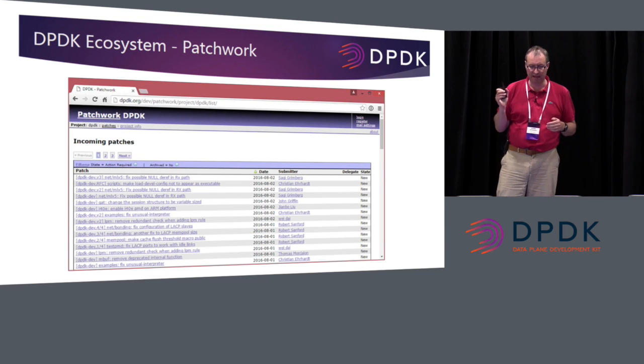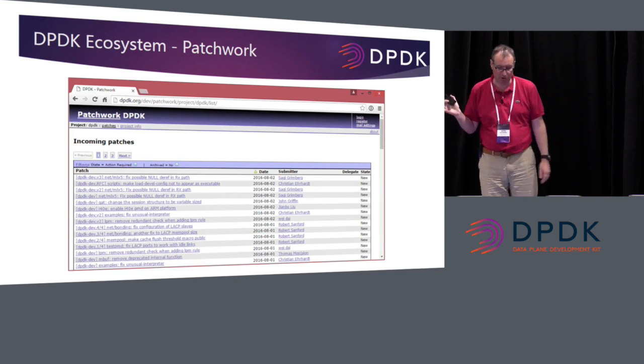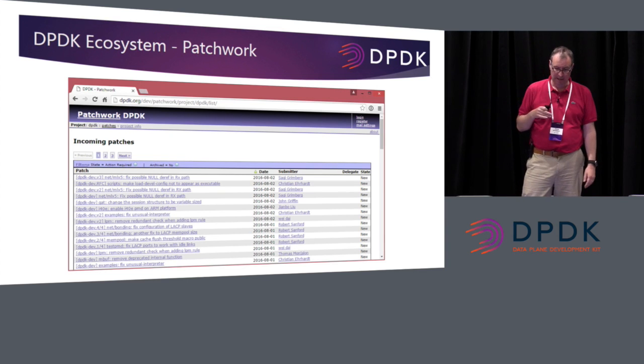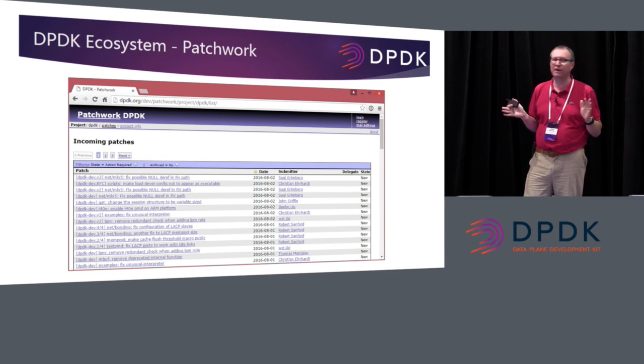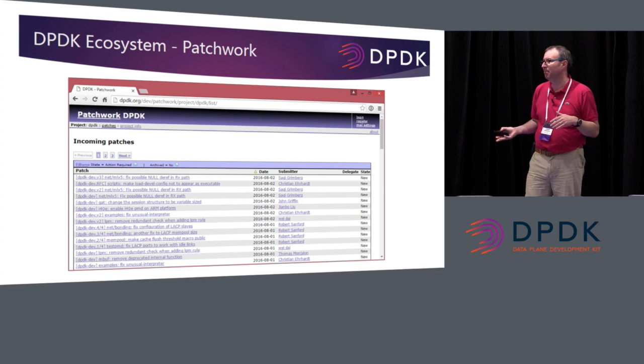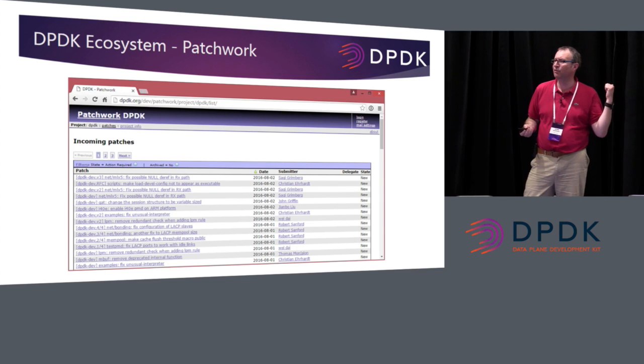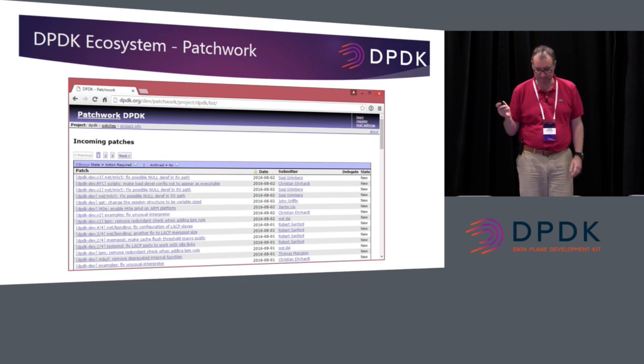So, parts of the DPDK ecosystem: we have Patchwork, a common tool. As with all tools, you can find your own workflow. This is one that works for some people. This keeps track of patches. It keeps track if they've been acked or reviewed. You can download them in mailbox format. You can download them in patch format. I use this quite a lot with a Patchwork client, which just allows me to pull them down and merge them straight into my local clone. But as I said, you can find your own working methods.